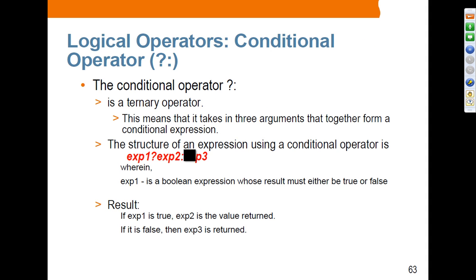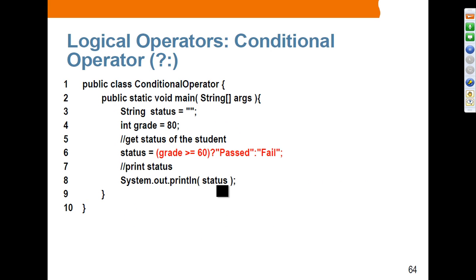Next, the conditional operator. Basically, when you see this, expression 1 will be evaluated first. If it is true, then it will return expression 2. If it is false, then it will return expression 3. That's basically what it does, and we'll see examples of this in the hands-on lab. Yeah, so this is an example.